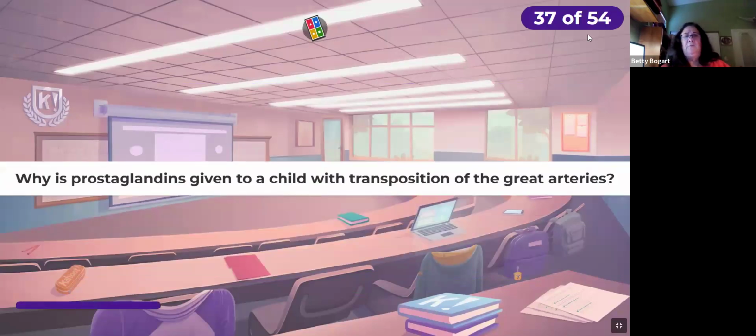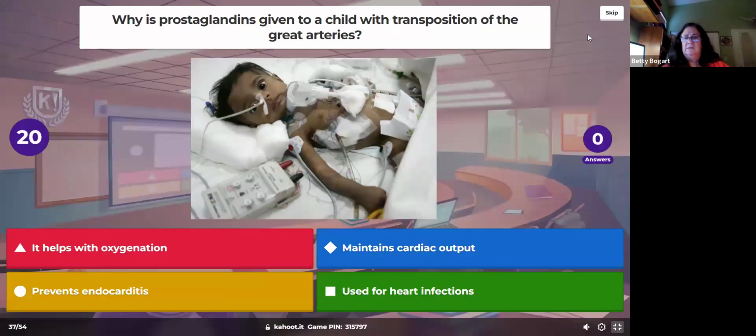Why is prostaglandins given to a child with transposition of the great arteries? What do prostaglandins do? And if you look at that box on this child, that is a temporary pacer. And they do use it. You see how small that child is?